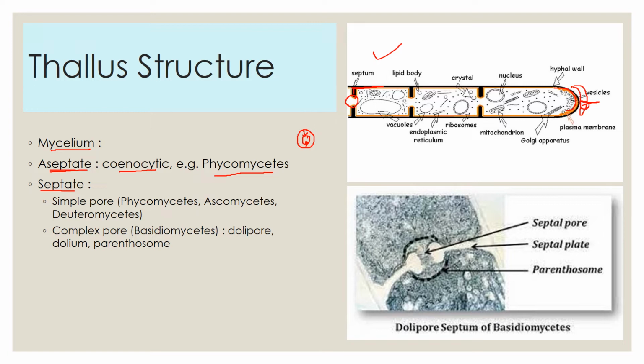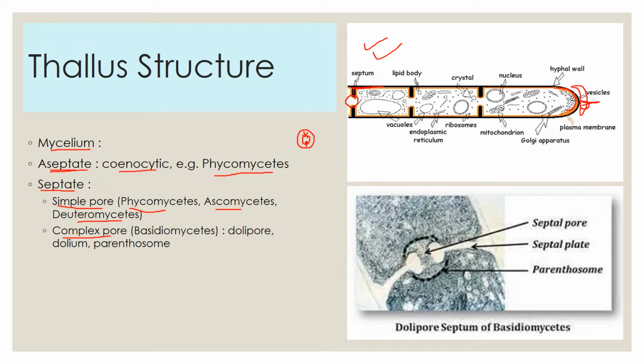So the septation can also be of two types. It can be just a simple pore, like what I have shown in this picture. This can be just a simple pore that is found in the lower fungi, Phycomycetes, and in the higher fungi, Asco- and Deuteromycetes. But there is another type of septation, where the pore forms a pore complex. It is a bit more complex than the simple pore.